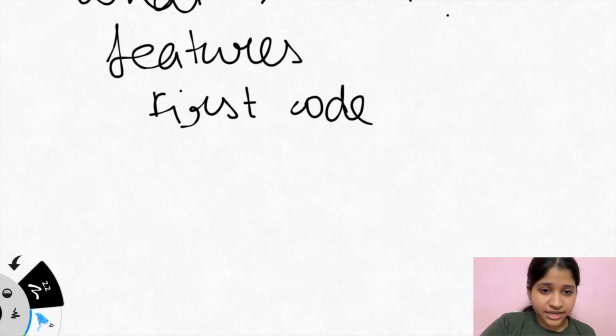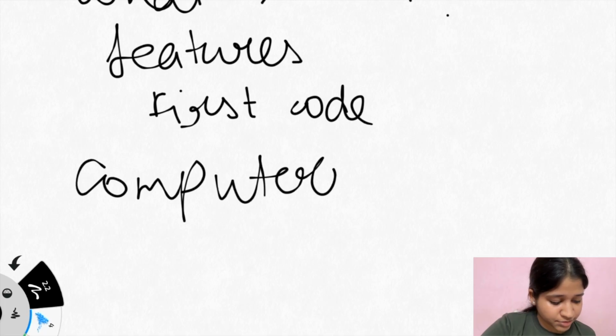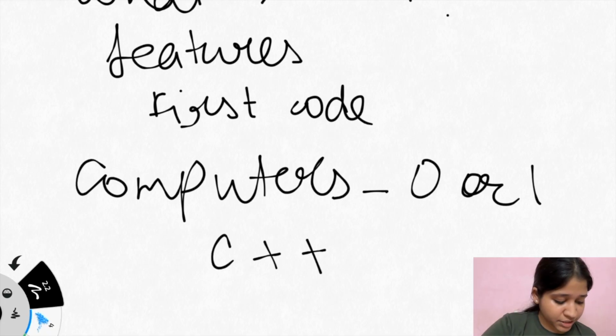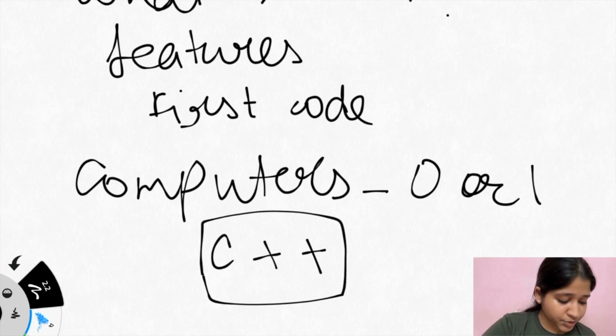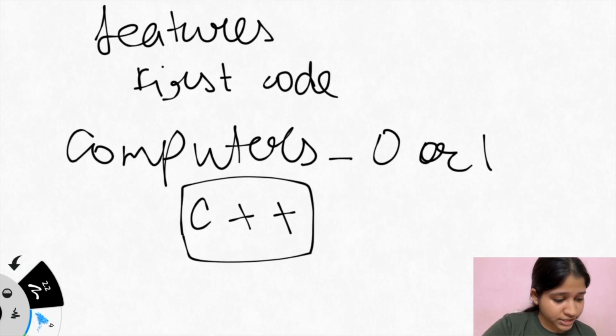Now let's take an example. Like we humans speak English or Hindi to communicate with people, similarly, computers understand machine language, that is 0 or 1. But writing code in machine language is very difficult for us. So we use programming languages like C++, which helps the computer understand what we are trying to say. So this is the basic of what is C++.